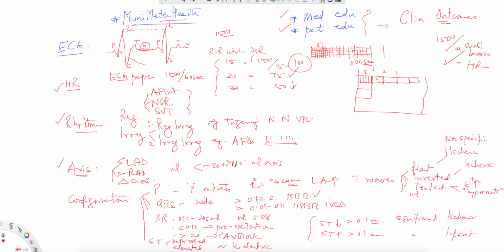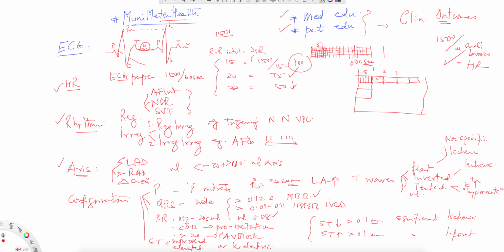And anything more than 0.12, more than 3 boxes, will give you a wide QRS complex. And of course, if it's less than 2 boxes, 1 and 2 boxes here, which is the normal, that's about 0.08 second, and therefore you look at a normal QRS complex only.